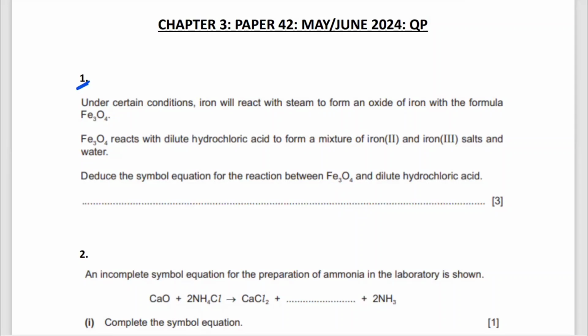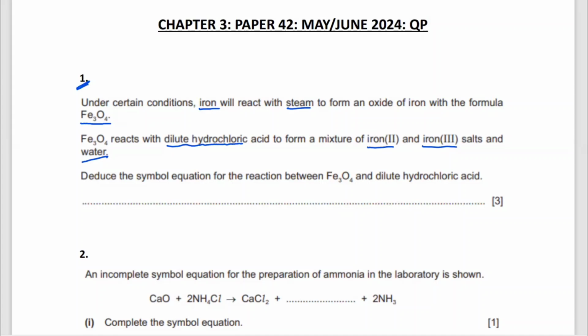First question says, under certain conditions, iron reacts with steam to form an oxide of iron with the formula Fe3O4. Now, this iron oxide, Fe3O4, reacts with dilute hydrochloric acid to form a mixture of iron 2 and iron 3 salts and water. Deduce the symbol equation for the reaction between Fe3O4 and dilute hydrochloric acid.